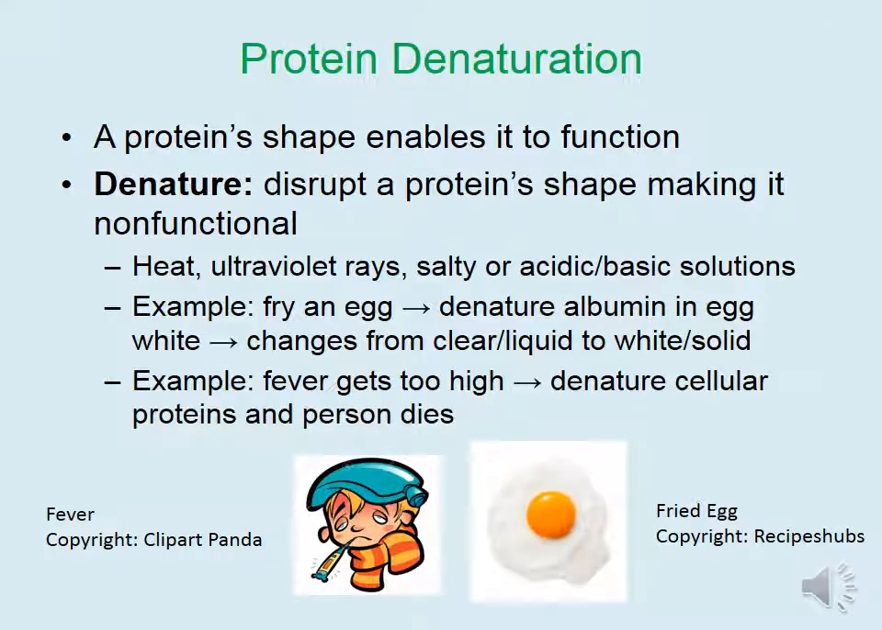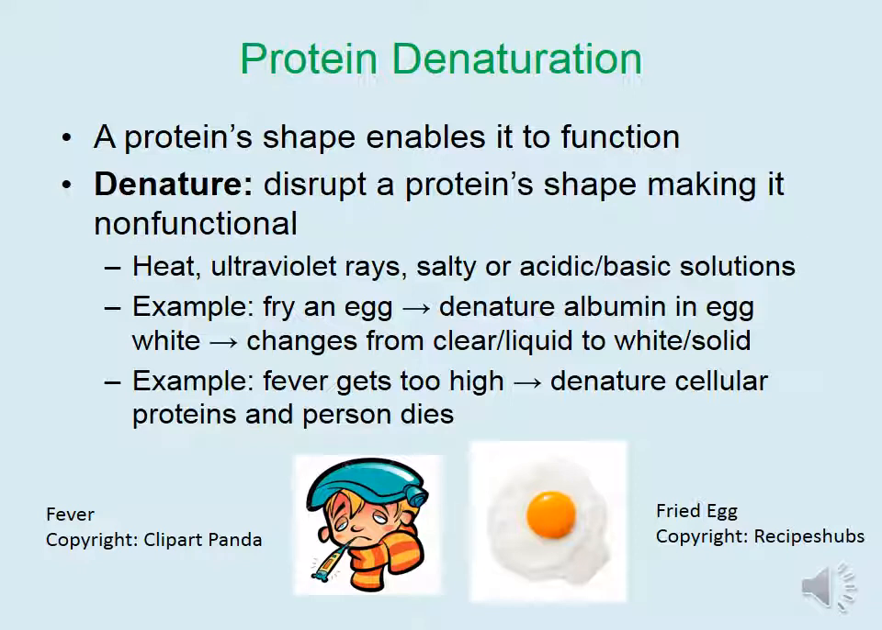A protein's three-dimensional shape enables it to function. Therefore, if you disrupt a protein shape, this makes it non-functional. This is referred to as denaturation. Extreme environmental conditions such as heat, ultraviolet radiation, high salt concentrations, or acidic or basic solutions can denature a protein.